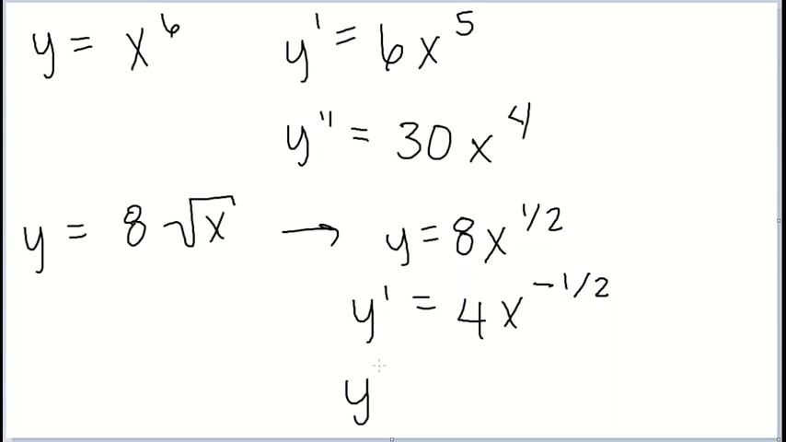And if we want to find the second derivative, we're just going to take the derivative again of the first derivative. So looking at y prime here, if we want to take the derivative of that, negative 1/2 times 4 is going to be negative 2. And then we're going to subtract 1 from the exponent. So negative 1/2 minus 1 is going to be negative 3/2. And so that right there is your second derivative of y. And we found that just by taking the first derivative and then taking the derivative again.